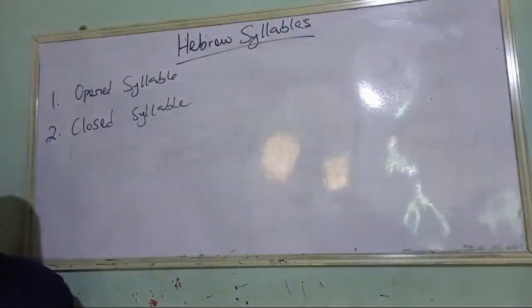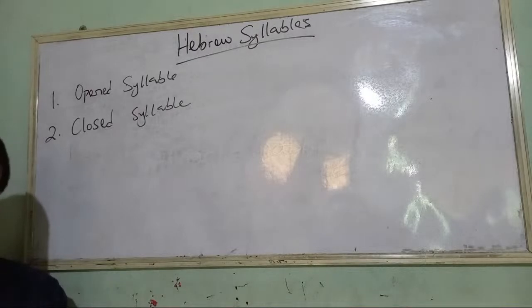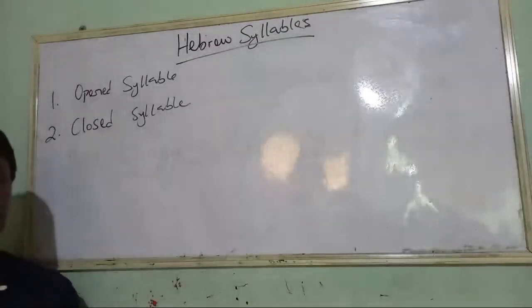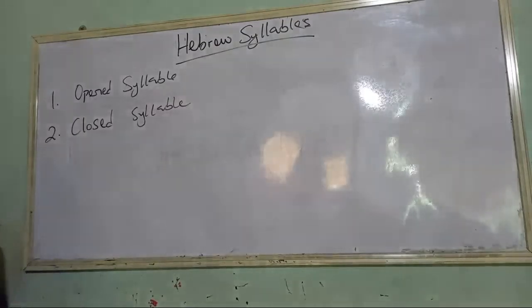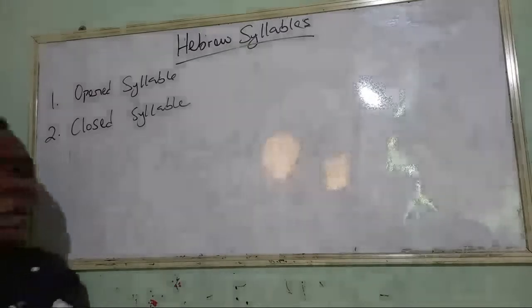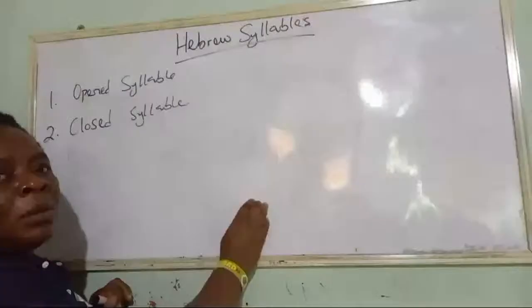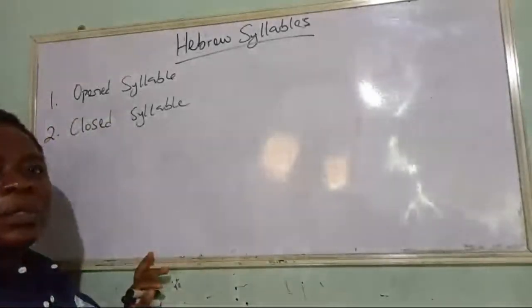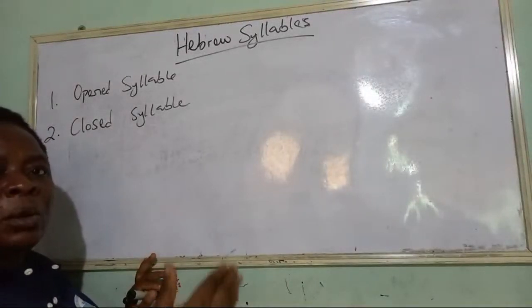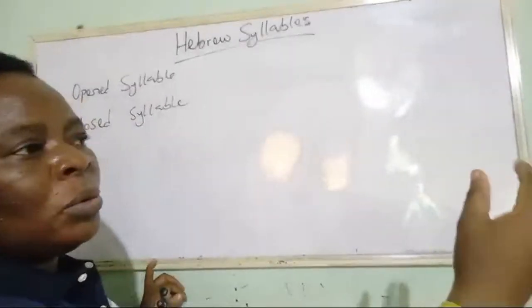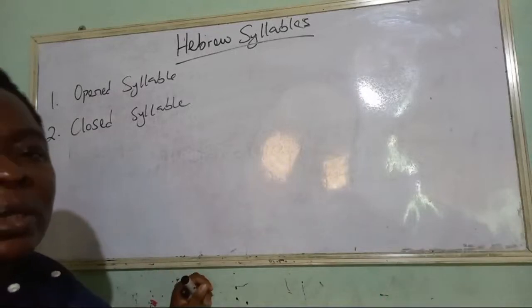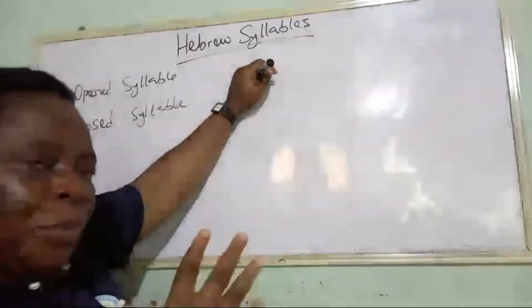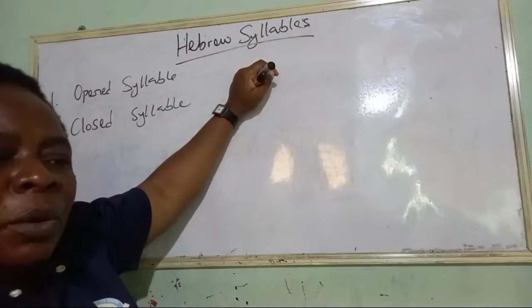A syllable is the smallest pronounceable unit of a word. Syllabification is the process of dividing a word into its smallest pronounceable units. The process of breaking words into the smallest pronounceable units is called syllabification. A syllable is the smallest pronounceable unit of a word.